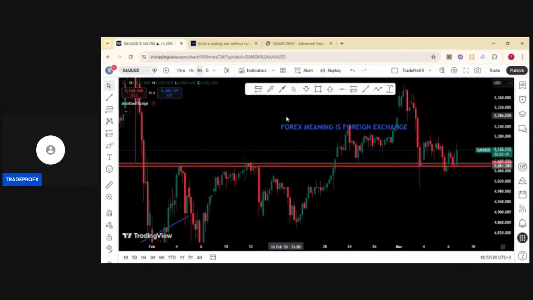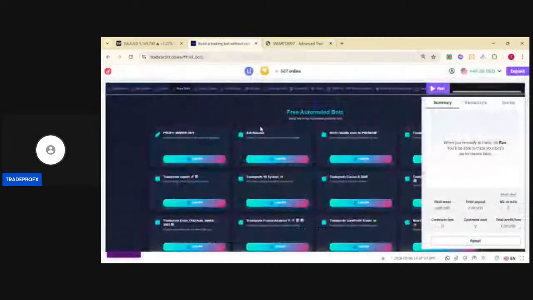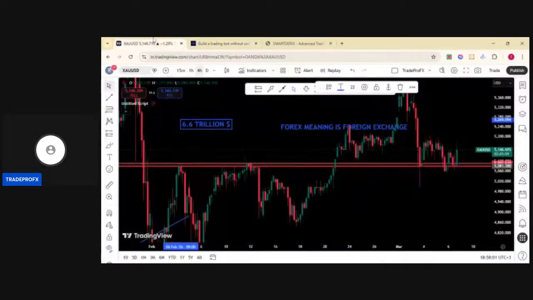Just to mention some quick facts, it is usually said that 6.6 trillion dollars is traded daily, and this is the largest market in the world, what we call the Forex market. Remember, this is very different from derivative, because derivative is something that just copies the Forex market. When we talk about Forex, this is the real market.